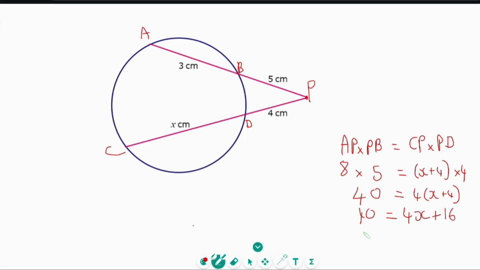So let's solve this equation to find x. Let's take 16 off both sides and divide both sides by 4. So x is 6.